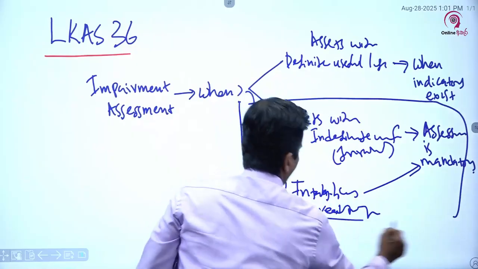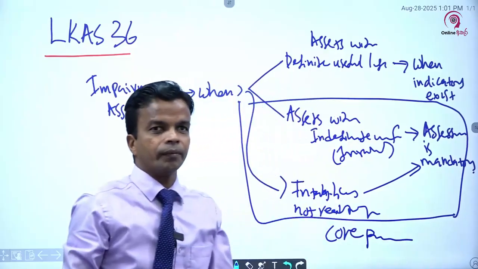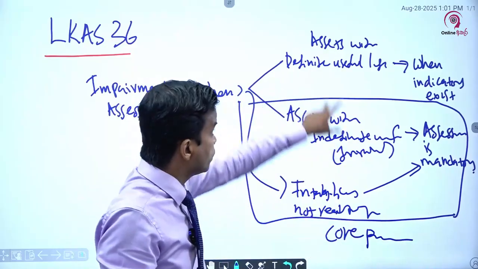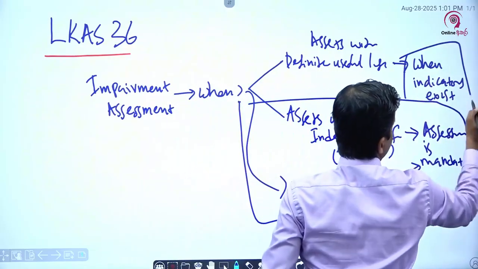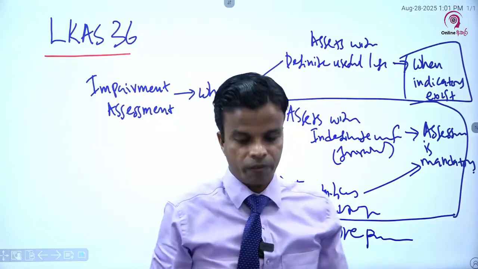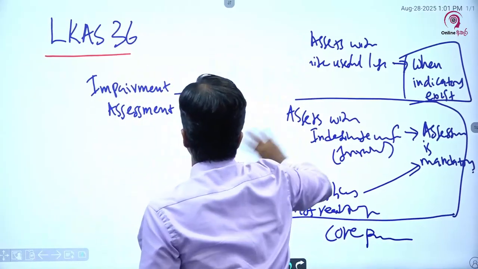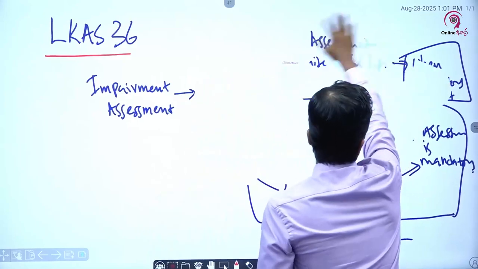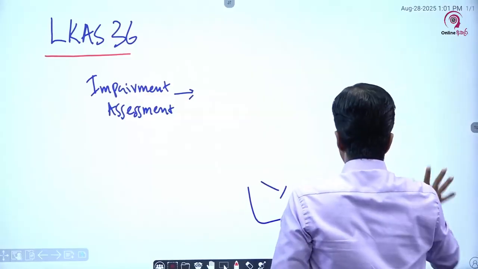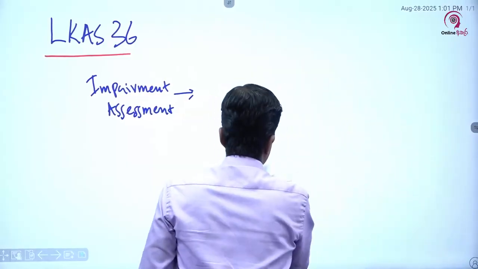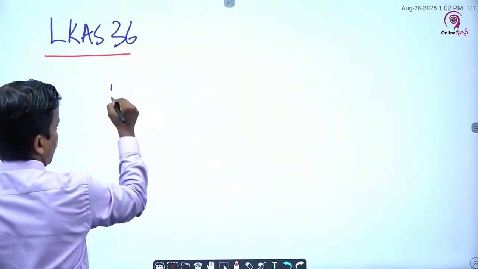You should always apply the core principle every year. But to apply the core principle for an asset with a definite useful life, first you need to ask whether impairment indicators are present. So if it is an asset with a definite useful life, first you need to have impairment indicators. So what are impairment indicators? Impairment indicators are of two types.